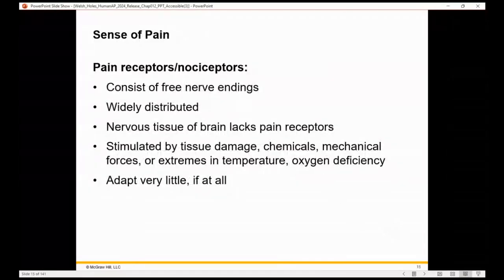The pain receptors or nociceptors consist of free nerve endings, and they're widely distributed. The nervous tissue of the brain lacks pain receptors. They're stimulated by tissue damage, chemicals, mechanical forces, or extremes in temperature and oxygen deficiency. They adapt very little, if at all.